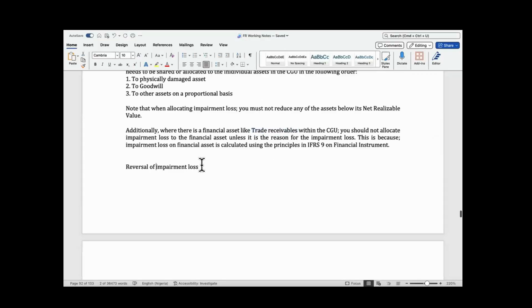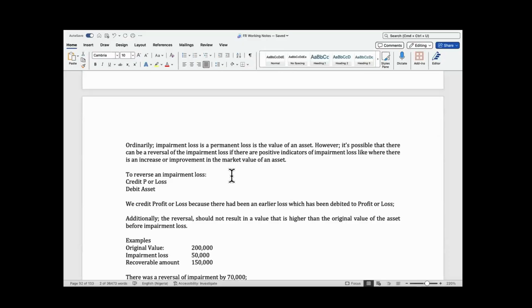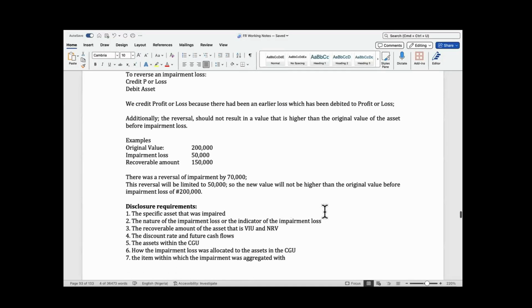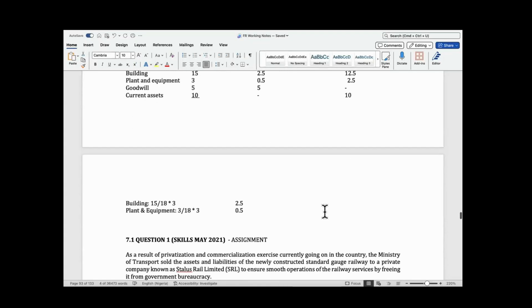Even though impairment loss is a permanent loss in the value of an asset, it's possible for it to be reversed. The impairment loss can be reversed. And this would happen where there is a reversal in the indicators, where there are positive indicators. And also, before you can reverse, you must ensure that the new value is not higher than the original value before the impairment. Then really, that was most of the explanations I did last week. Then we saw a question on allocation.